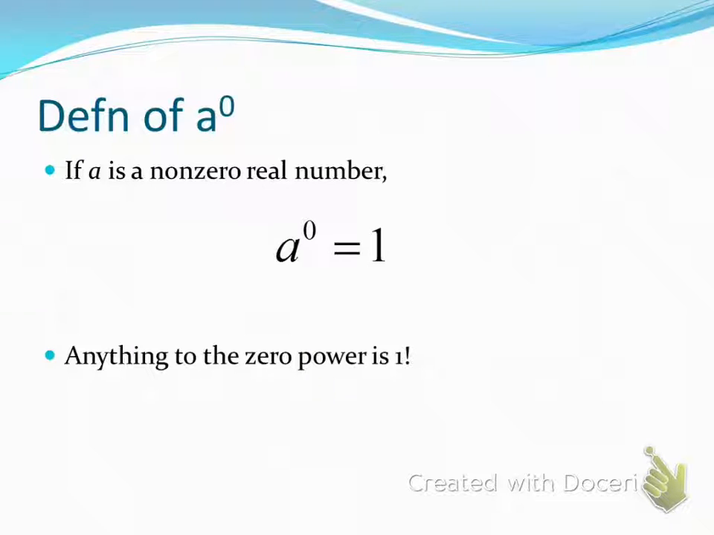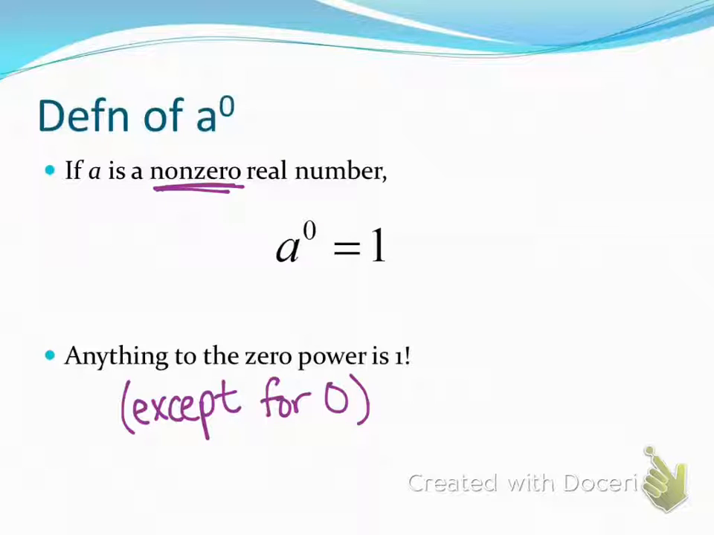This next rule is my favorite rule because it's really easy to remember. If a is a non-zero real number, a to the 0 power is equal to 1. Anything to the 0 power is 1, except for 0. Okay, so if you want, you can put a little exception down here. We cannot take 0 to the 0 power. It is not possible. We can get into why later if you would like. But for now, just know that it has to be a non-zero real number.